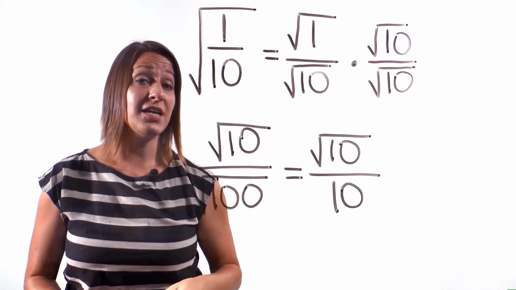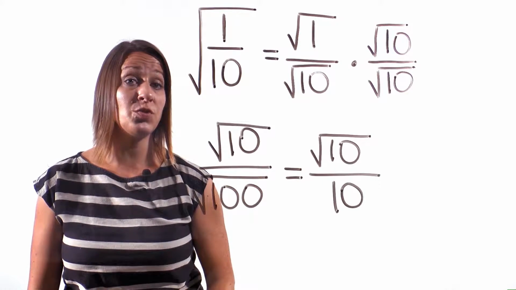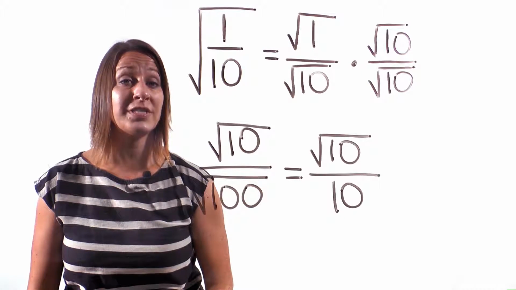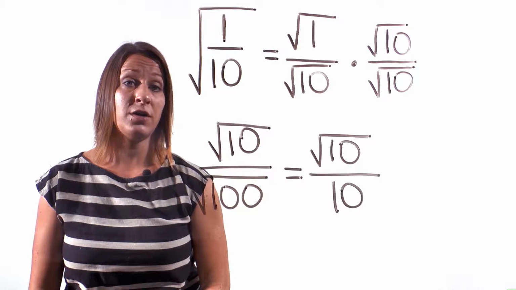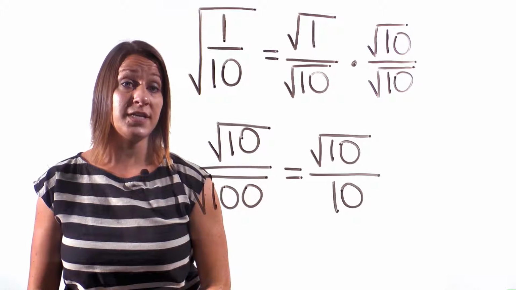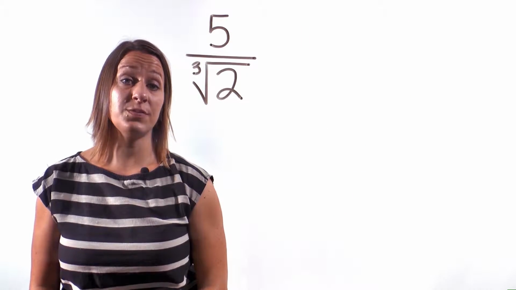And once again, even though we have the same numbers, 10 and 10, because the 10 in the numerator is underneath the radical symbol, it's not truly a whole number 10, so it cannot be simplified with the 10 in our denominator. So for this problem, the final answer is the square root of 10 over 10. Okay, let's take a look at this problem.